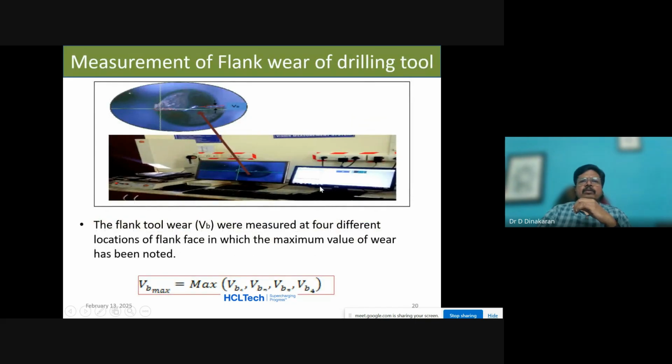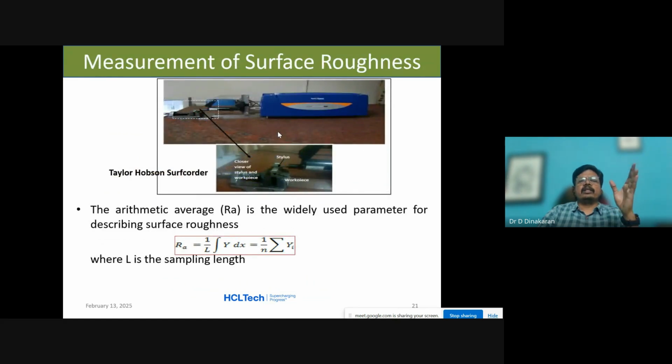For drill wear, again we use the vision system to measure the drill wear, and for roughness, a Taylor Hobson Subtronic is used for measuring the surface roughness. These are the reference instruments against which the vibration and force parameters are correlated.